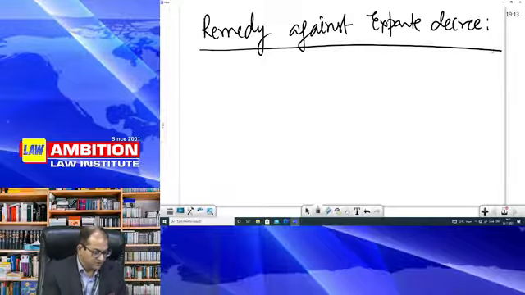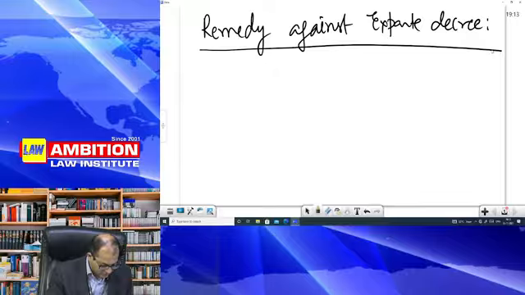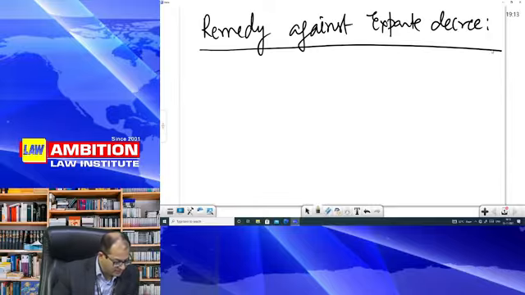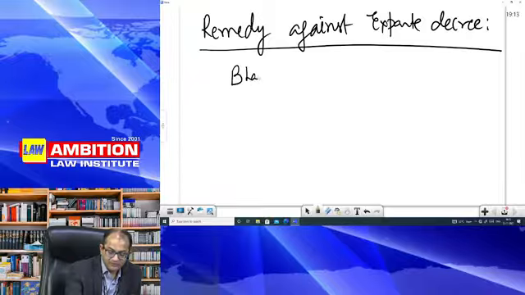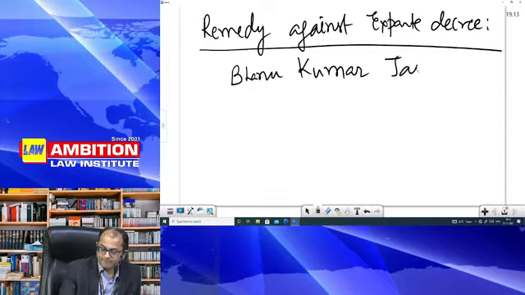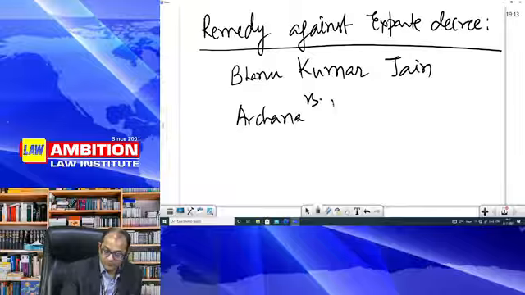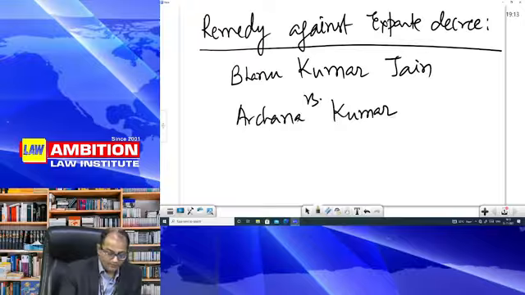So you can look into this case also written in your material. Bhanu Kumar Jain versus Archana Kumar, 2005, 1 SCC. Can you see this? Written in your Bare Act.